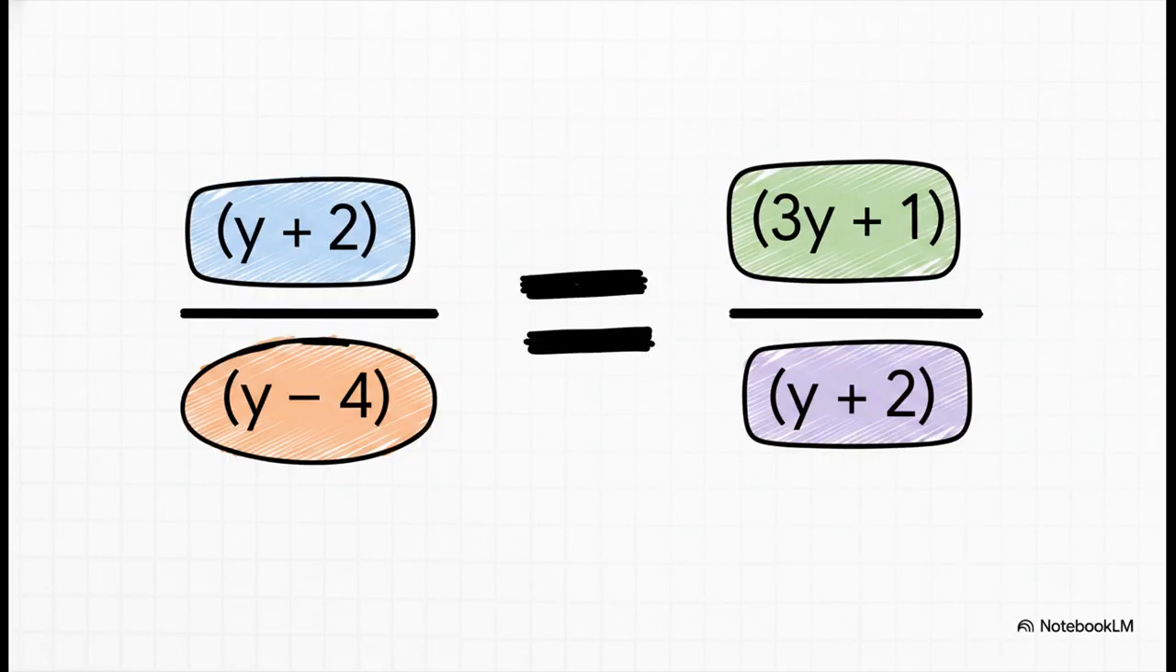Let's put that idea into practice. We're going to set up our equation as a fraction. We put the second term, y plus 2, over the first term, y minus 4, and we set that equal to the third term, 3y plus 1, over the second term, y plus 2.